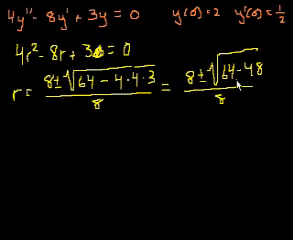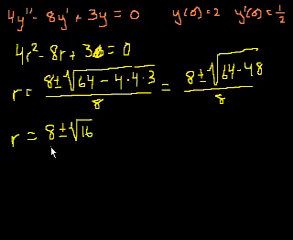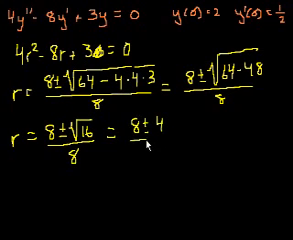What's 64 minus 48? Let's see, 16, right. So we have r is equal to 8 plus or minus the square root of 16 over 8, which is equal to 8 plus or minus 4 over 8. That equals 1 plus or minus 1/2.